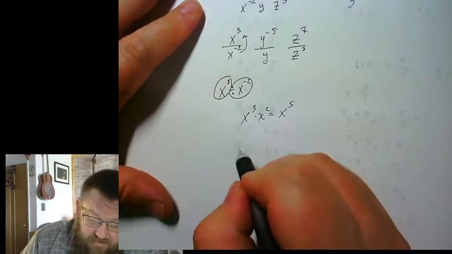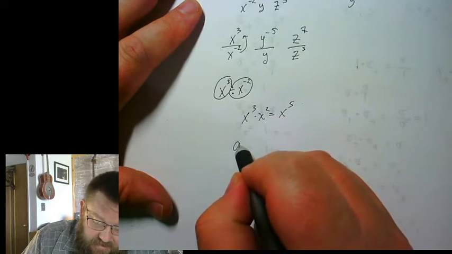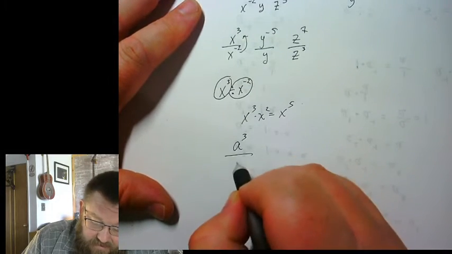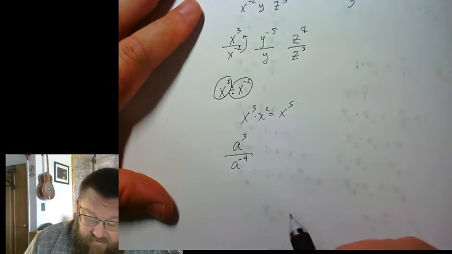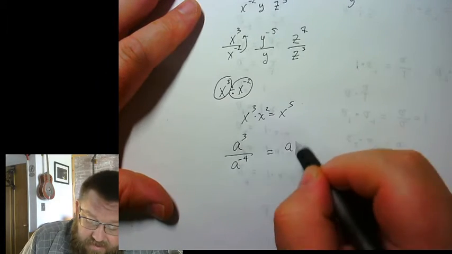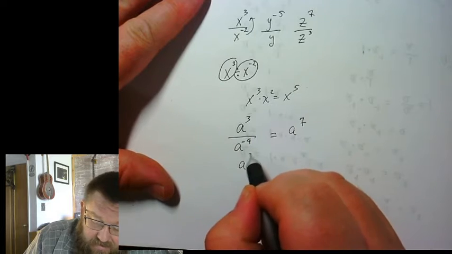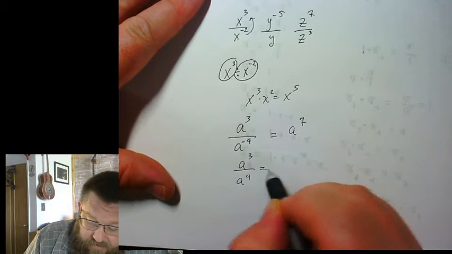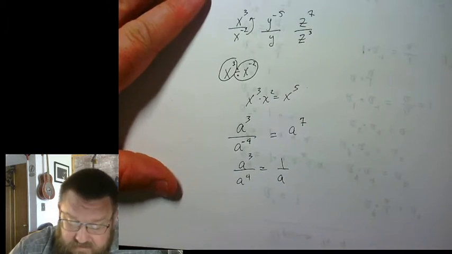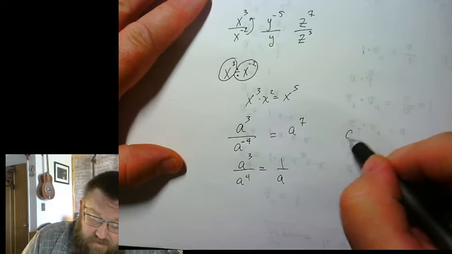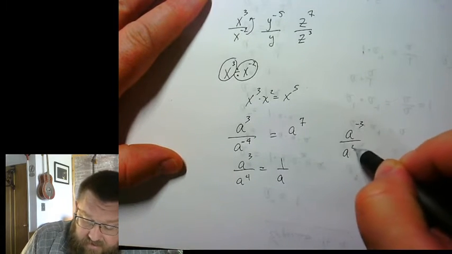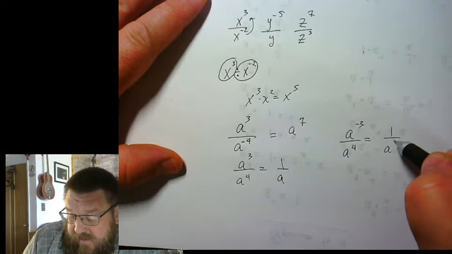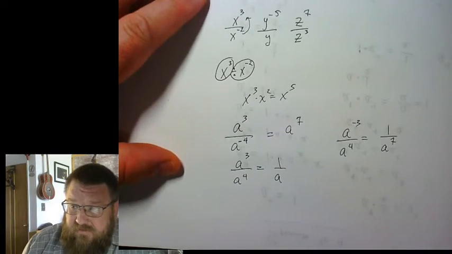So for example, let's say we did a to the third divided by a to the negative 4. Oh man, that's going to be a to the seventh. Whereas if you had a to the third divided by a to the fourth, that would be 1 over a. Do you see? Whereas if you had a to the negative 3 over a to the 4, that would be 1 over a to the seventh. Do you see how all that works right there?